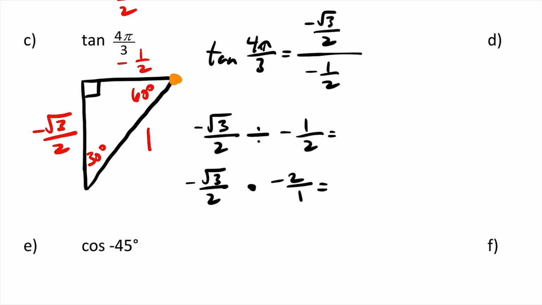Now it becomes a multiplication problem. Multiplication with fractions is easy. You just do it straight across, right? So if I go straight across, they're both negative, right? They're both negative straight across. So it's going to be a positive answer.